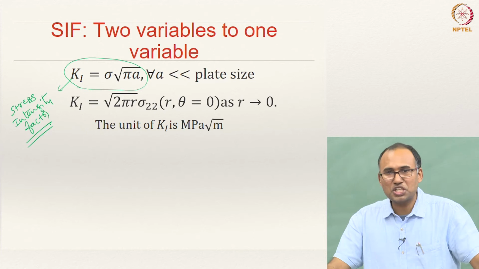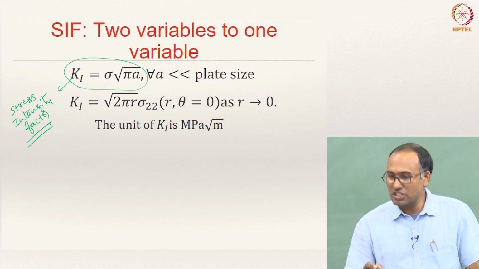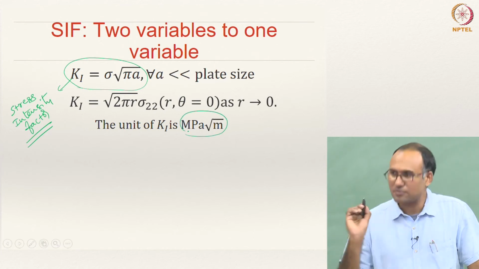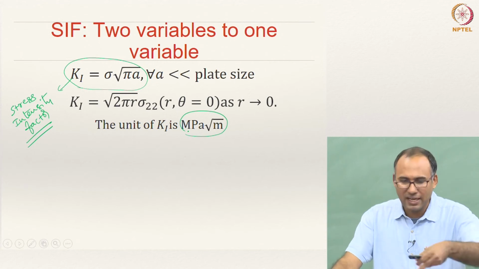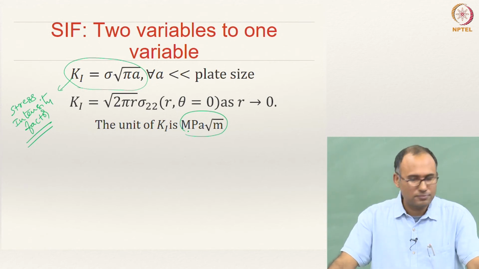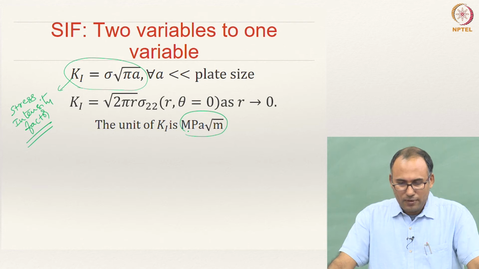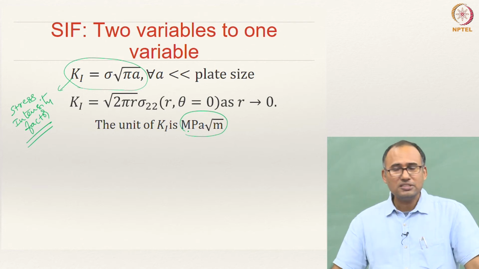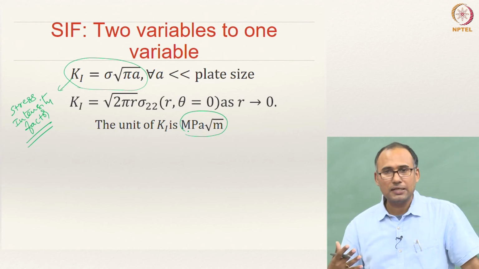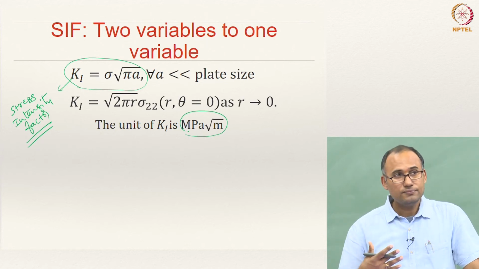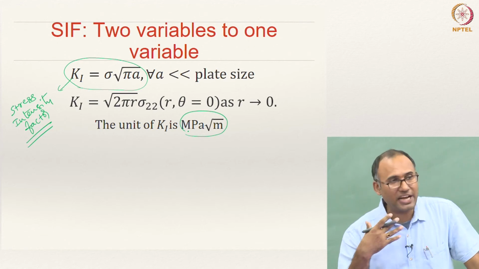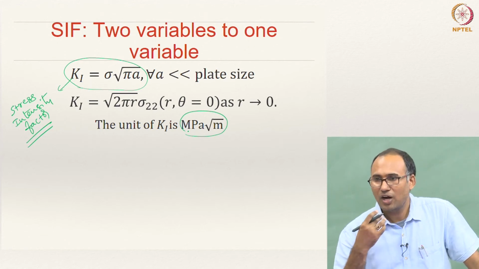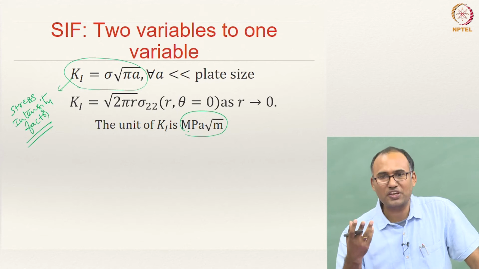It has a strange unit. The SI unit of this guy is MPa root meter, because sigma is MPa and root meter, right. So the K1 sort of represents the vulnerability of a crack, how vulnerable this crack is for propagation.